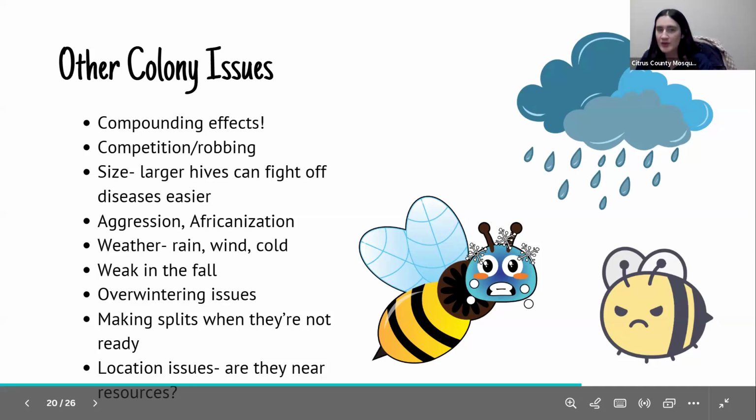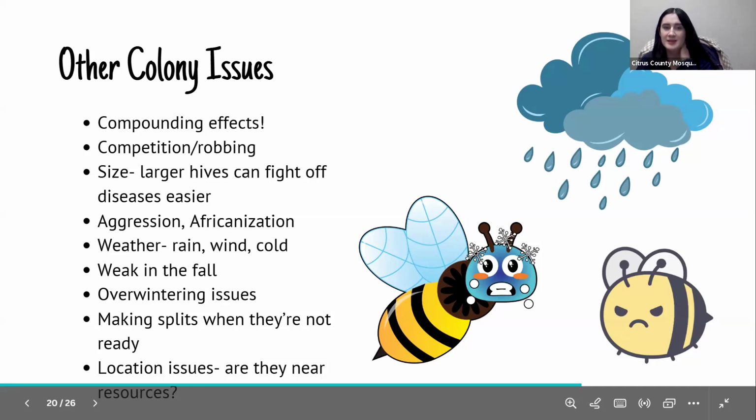A lot of times they are just weak in the fall. They really ramp up production in the spring and summer, and then fall comes and maybe there's a nectar dearth or a pollen dearth, and they're weak. They don't do as well for some reason. So definitely in the fall and winter, make sure you're on top of everything, the mite checks and the nutrition, just to help them get through those periods that might be a little bit rougher for them. A lot of times they have overwintering issues. If they're not strong going into the fall and winter, they could have problems getting through the winter at all.